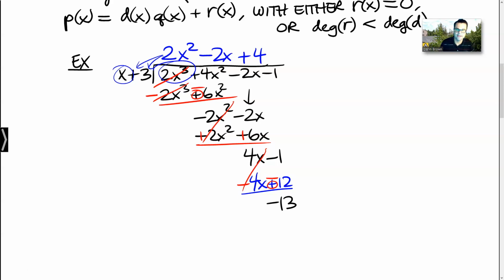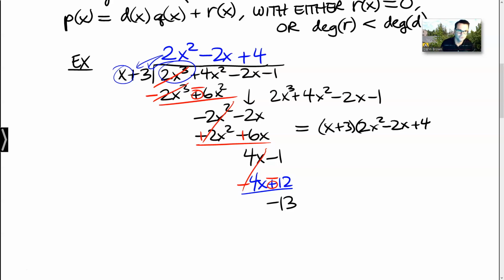So that tells me x plus 3, or sorry, 2x cubed plus 4x squared minus 2x minus 1 is equal to x plus 3 times 2x squared minus 2x plus 4, all subtract 13.